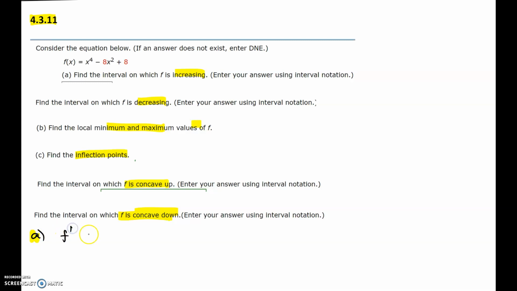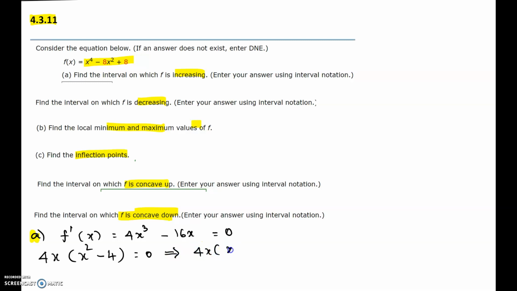So f prime of x is the derivative of the given function, which is 4x cubed minus 16x plus 0. So we are going to set this to 0. We can take the common factor out, which is 4x times x squared minus 4 equal to 0. On factoring, this gives us 4x times x plus 2 times x minus 2 equal to 0.